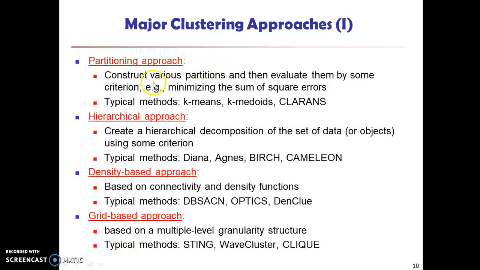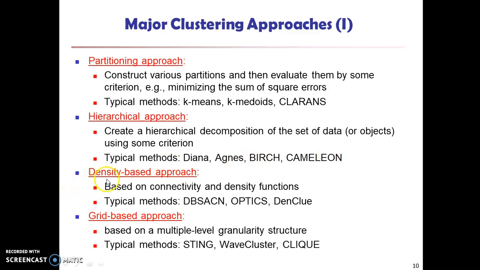Partitioning approach, in the sense, constructs various partitions and then evaluates them by some criterion. For example, minimizing the sum of squared errors. Typical methods are k-means, k-medoids, and CLARANS. And the hierarchical approach, in the sense, creates a hierarchical decomposition of the set of data, that means objects, using some criteria. The typical methods for this are DIANA, AGNES, BIRCH, and CAMELEON.